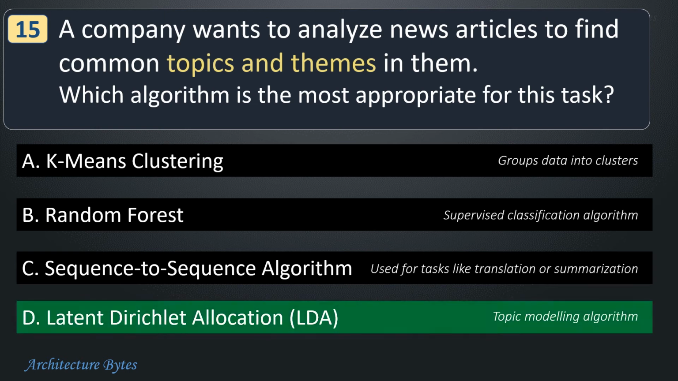Option D, latent Dirichlet allocation, is the right answer here. It is a topic modeling algorithm that is commonly used for discovering abstract topics within a collection of documents. Let's look at other options. A, K-means clustering. It groups data into clusters. It clusters articles but doesn't identify themes. B, random forest is a supervised classification algorithm not suited for unsupervised topic modeling. C, sequence-to-sequence algorithm, is used for tasks like translation or summarization, not designed for topic discovery.